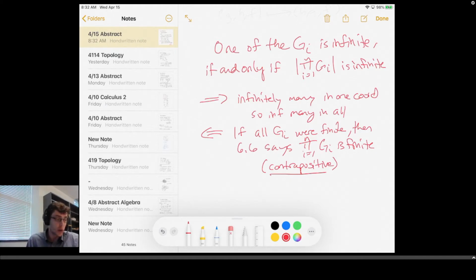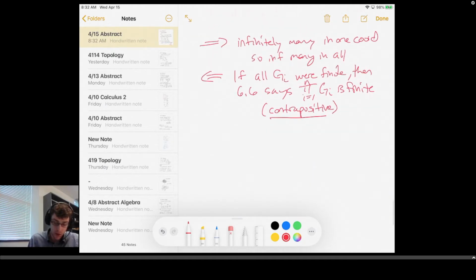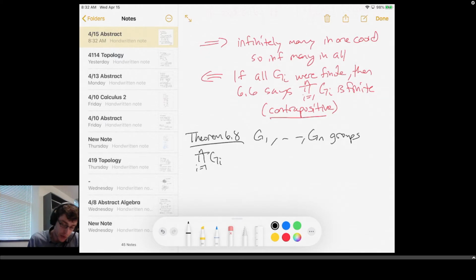So this one, you guys were supposed to come up with. We had this theorem, which again seems to make sense, and we saw it in the one example we had with abelian groups. So if we have a bunch of groups, then the product is abelian if and only if each G_i is abelian.